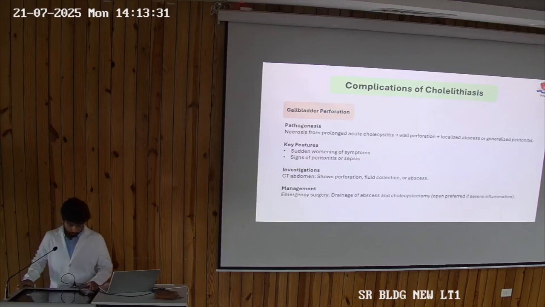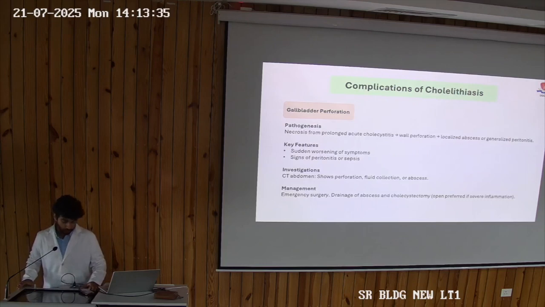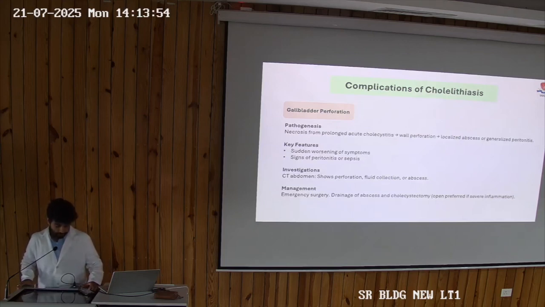Perforation typically follows necrosis of the gallbladder wall due to prolonged inflammation. It may either lead to a localized abscess or a generalized peritonitis. Key clinical features include a sudden worsening of pain with possible signs of sepsis and peritonitis such as tenderness and guarding. A CT scan is the investigation of choice and may reveal fluid collections and abscess formation. Emergency surgical intervention is required, often in the form of abscess drainage and an open cholecystectomy.